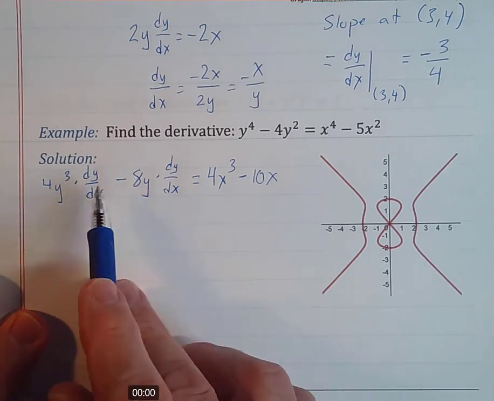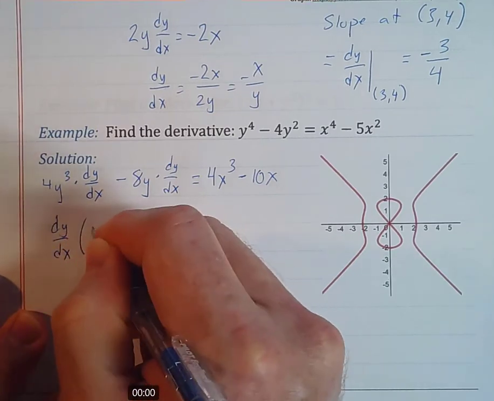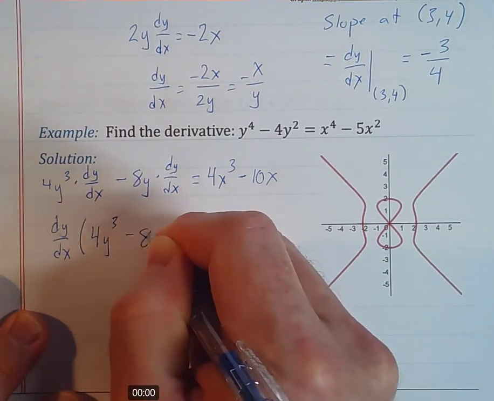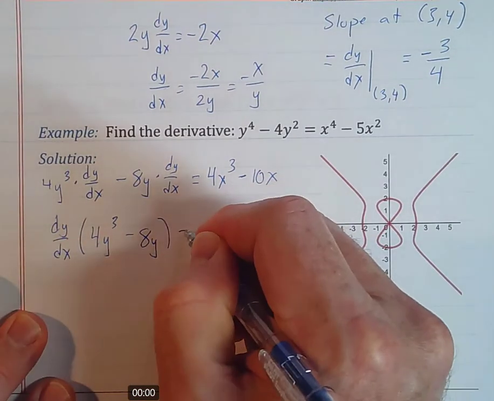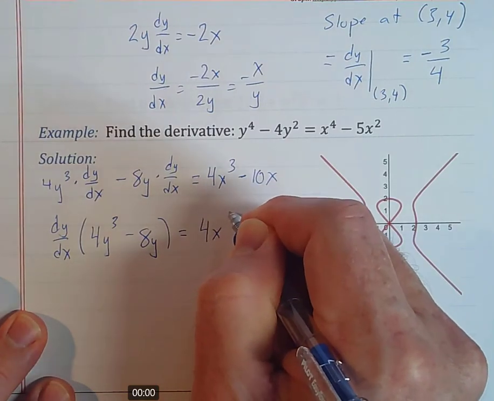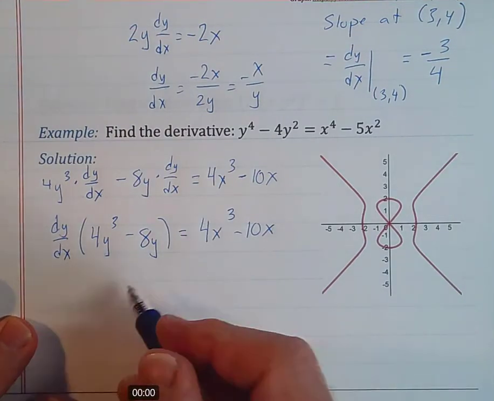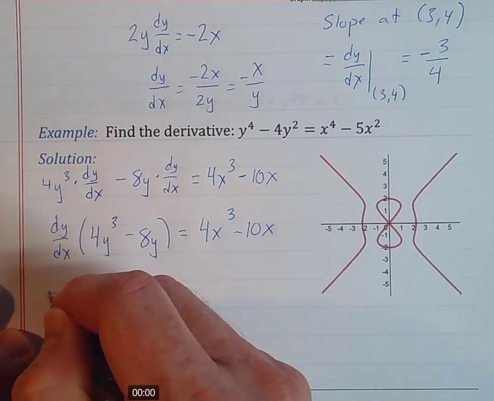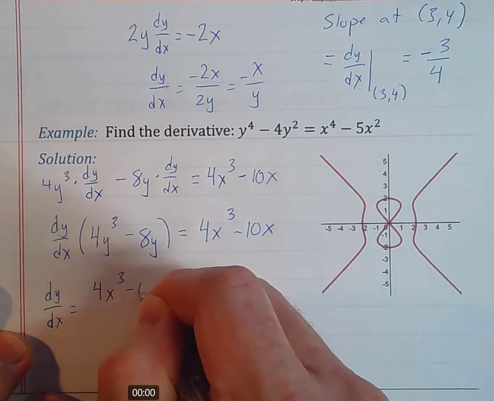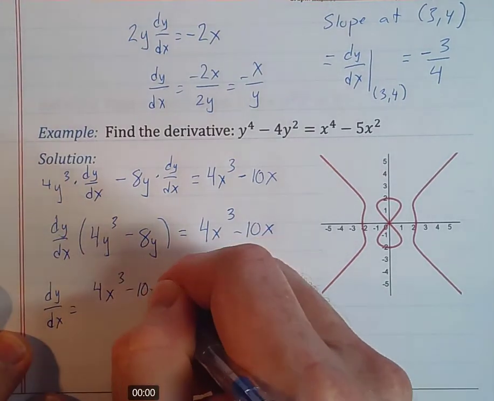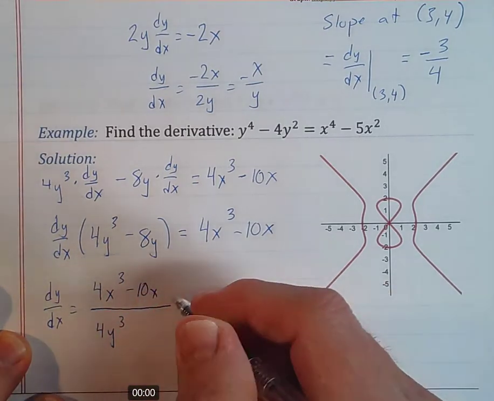I'm going to try to get dy/dx by itself on one side of the equal sign. I could factor a dy/dx out of both of these terms, which would give me 4y cubed minus 8y times dy/dx. On the right-hand side, I've got 4x cubed minus 10x. Let's divide both sides by this, so I get dy/dx is equal to 4x cubed minus 10x over 4y cubed minus 8y.